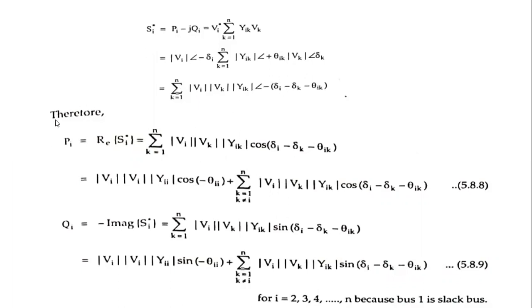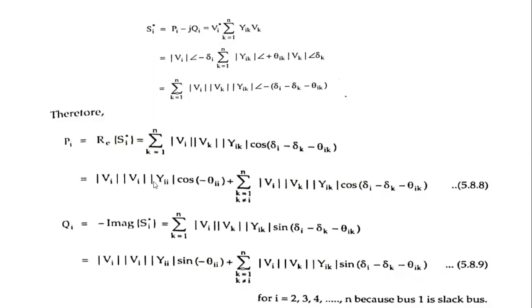Therefore, Pi is equal to the real part of Si. What is that Si? Sigma k equal to 1 to n Vi Vk Yik at an angle of minus delta i plus delta k minus theta ik. This is Si.